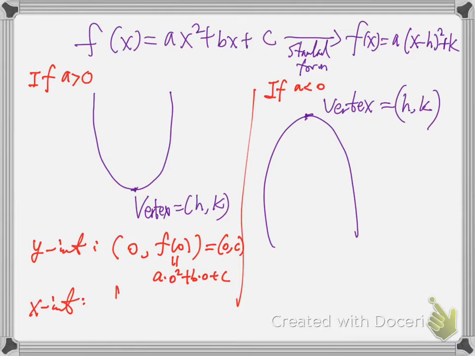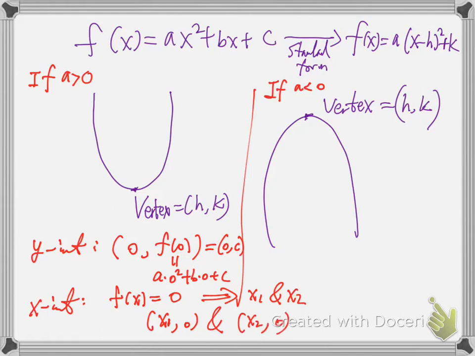What's the x-intercept? For the x-intercept, you have to solve the equation f of x equals 0, because the y part is 0. This equation gives you solutions x1 and x2. So our x-intercepts will be (x1, 0) and (x2, 0), if they are real numbers. So we need these pieces of information to draw the graph of a quadratic function.